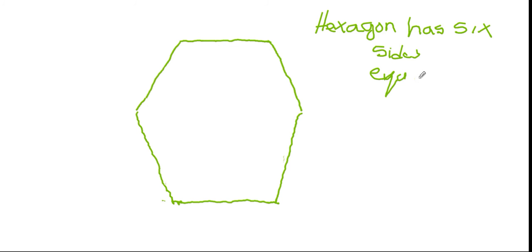A hexagon has 6 sides. Hexagon has 6 equal sides, and I would like to add the interior angle. On the interior, I'll show you guys what I mean on the interior here real quick.